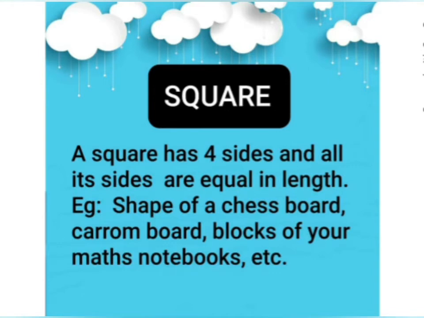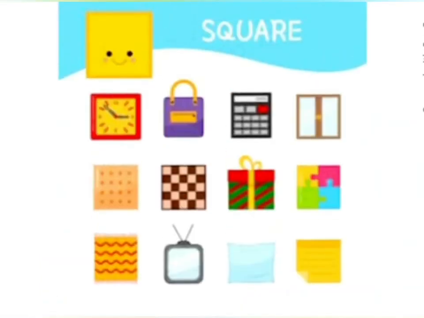For example, the shape of the chessboard, carom board, blocks of your math notebook, etc. There are some more examples of square: a clock, a biscuit, a square mat, a TV, etc.